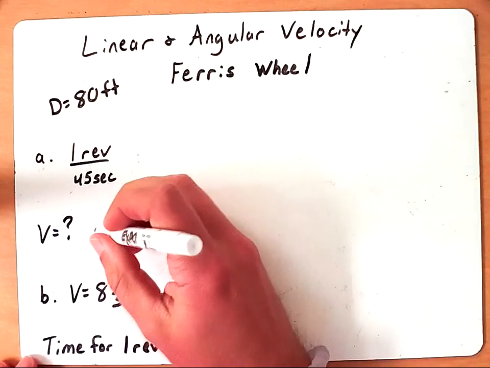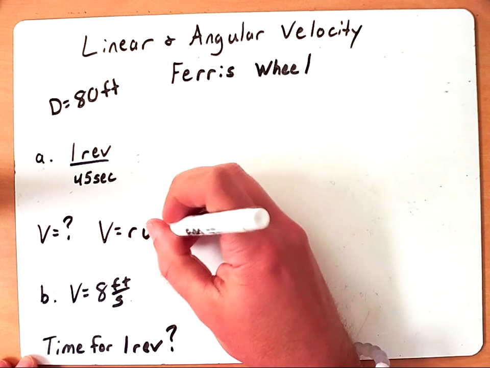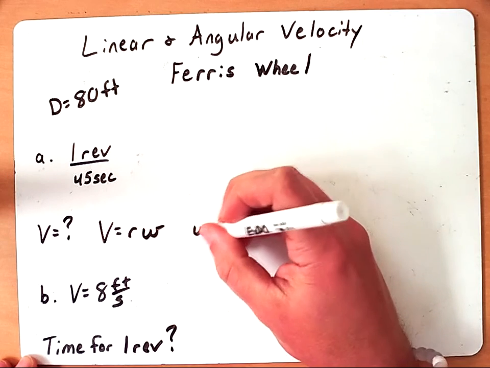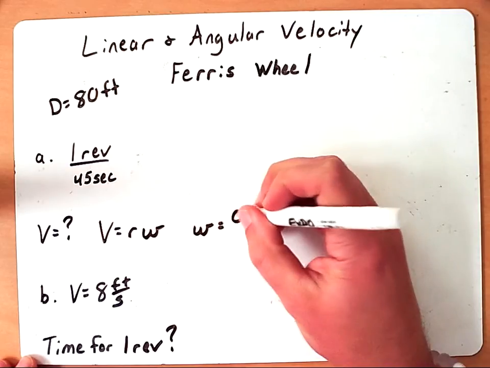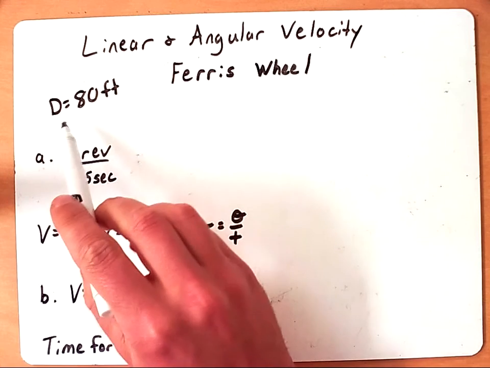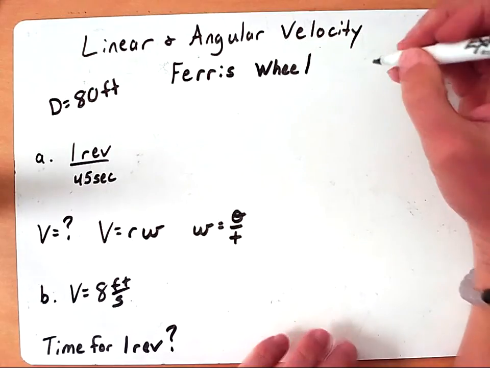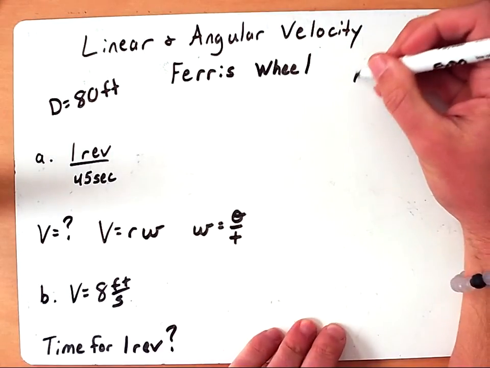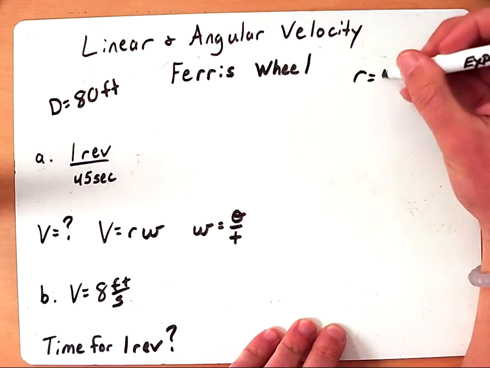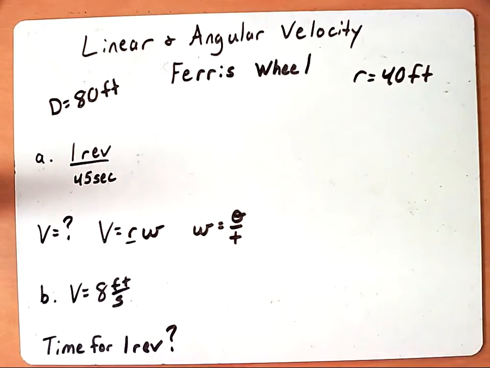We should remember from yesterday that v equals our radius times our angular velocity, and our angular velocity equals radians over time. We don't currently have r, however, we do have the diameter of the Ferris wheel, so I can divide that by 2 and get that my radius is 40 feet.